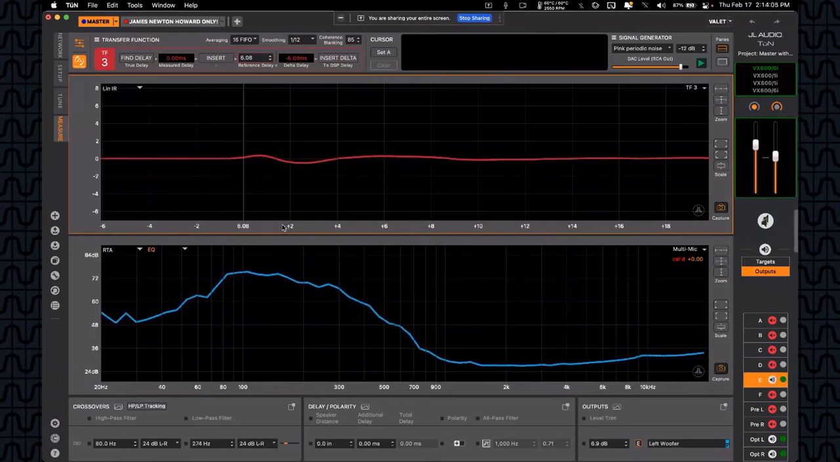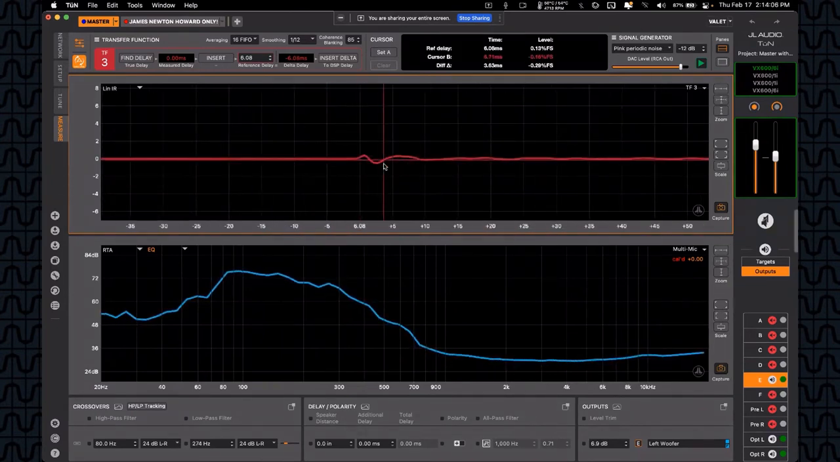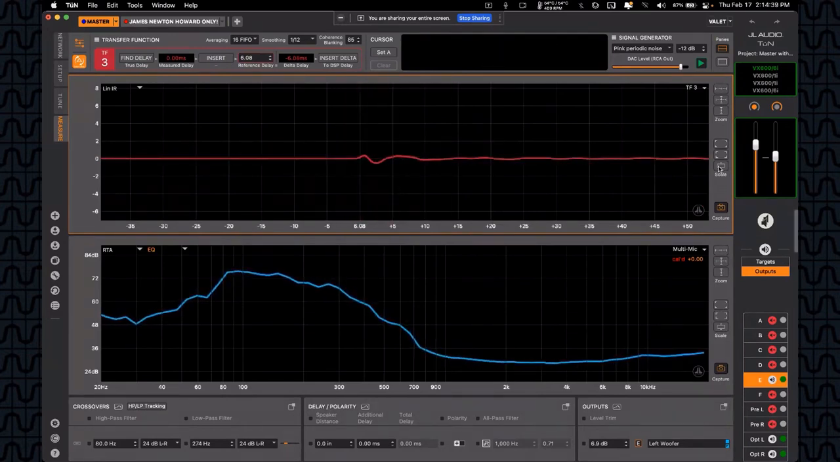Does everyone follow what Nick is doing? So what he's doing, he's looking at every single channel and seeing where in time the first signal from each speaker is arriving at the microphone. We're looking for the latest arriving impulse response, and that's going to be our new 0.